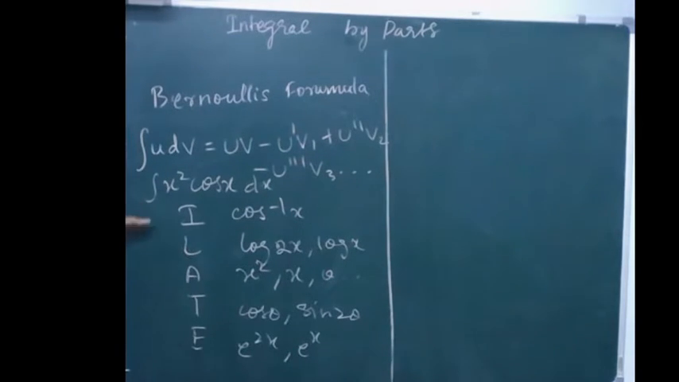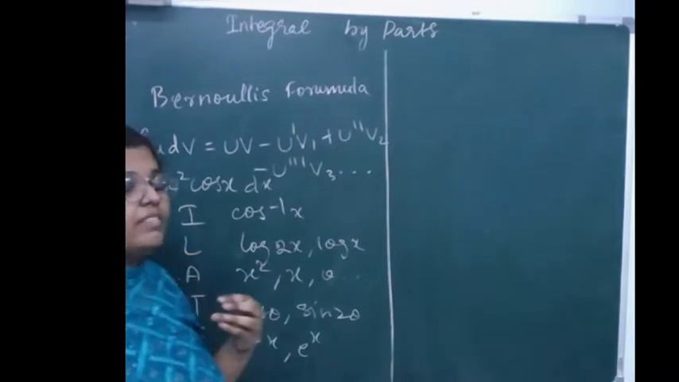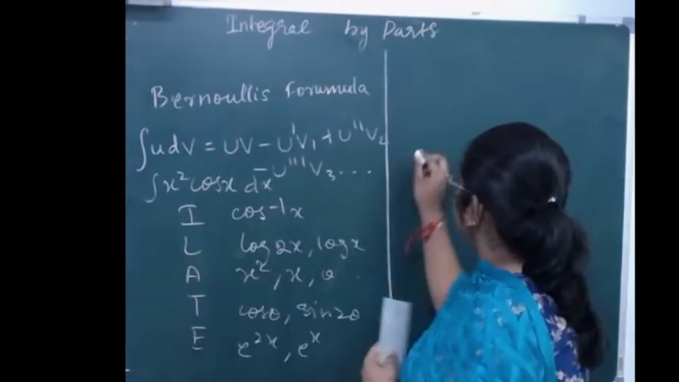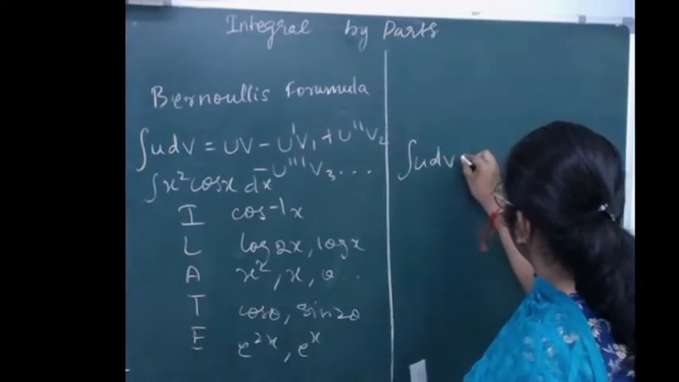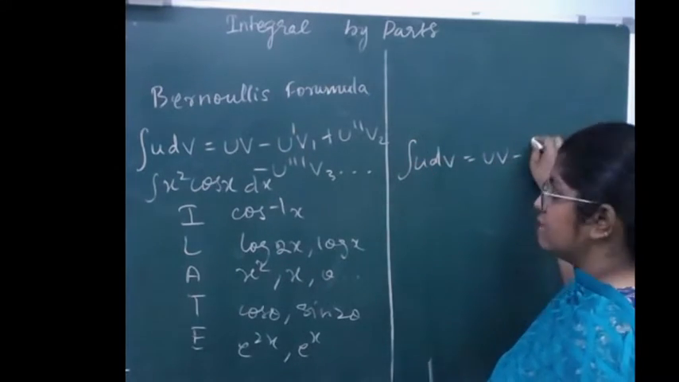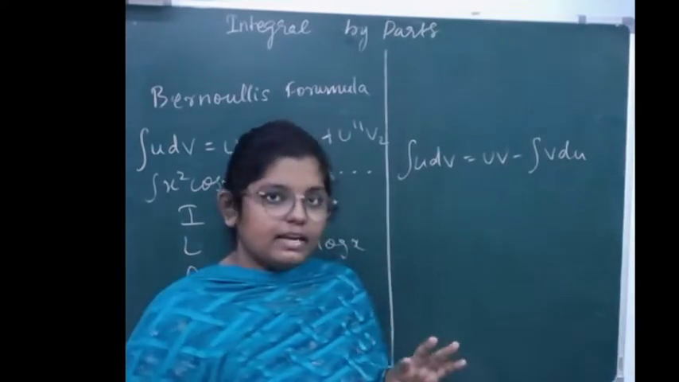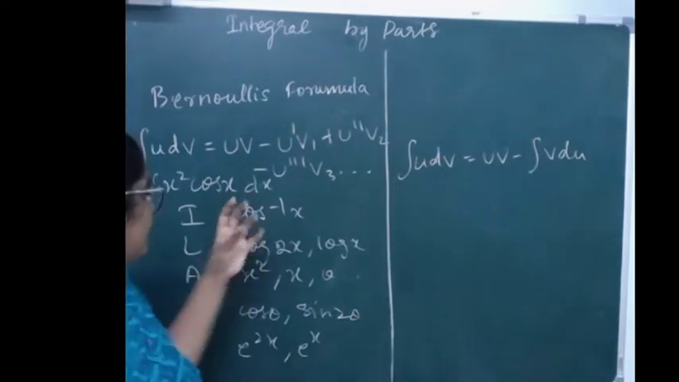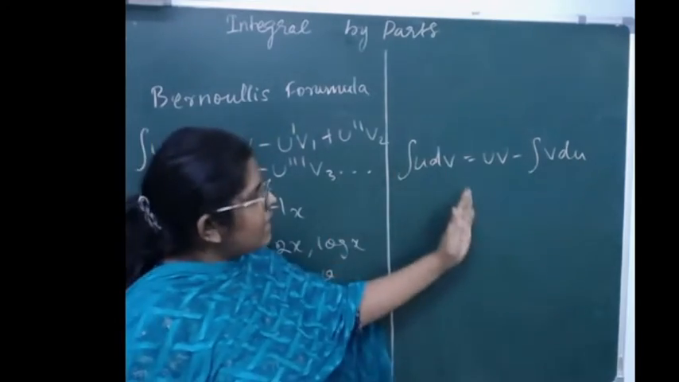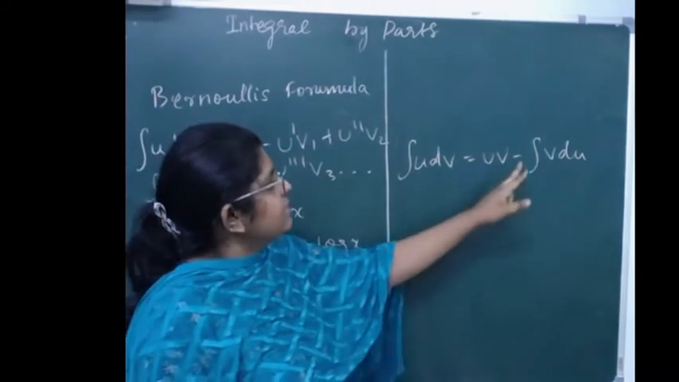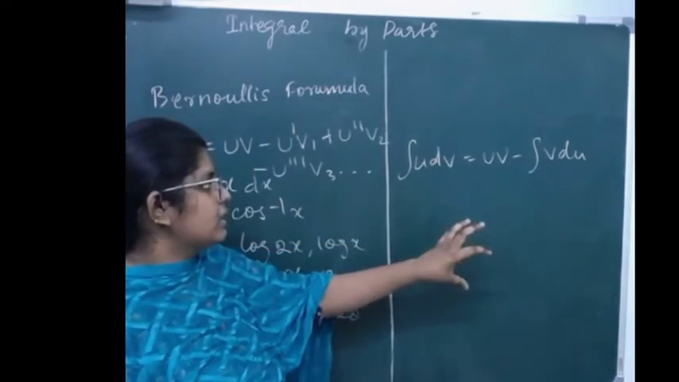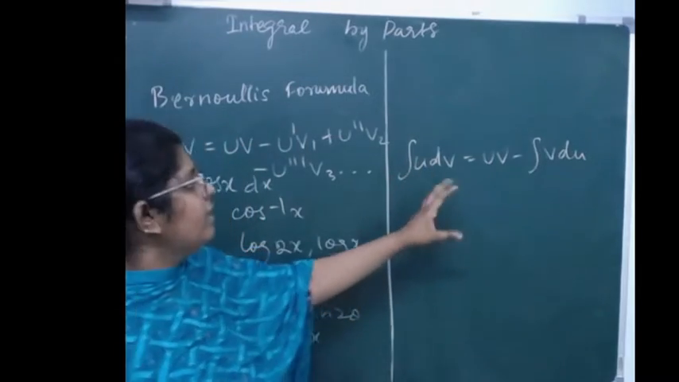So we differentiate u till we get a constant, and we integrate v the same number of times. This is the concept of Bernoulli's formula. We have another formula, integration by parts, in which the formula is u v minus integral of v du. In this formula we decide u and dv by the order of priority, substitute u and v, and we get the final answer.